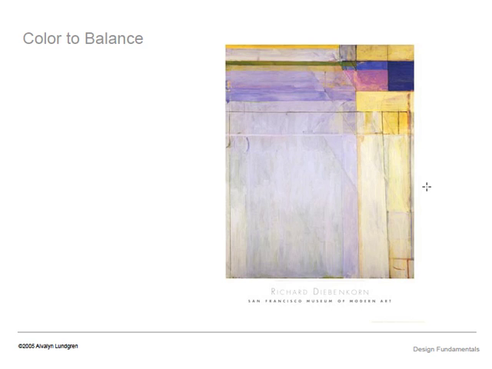In this Diebenkorn, we have smaller areas of warmer color balancing larger areas of cooler and neutralized color, in terms of we've got grays and tones going on in here. Small areas of dark, larger areas of light.